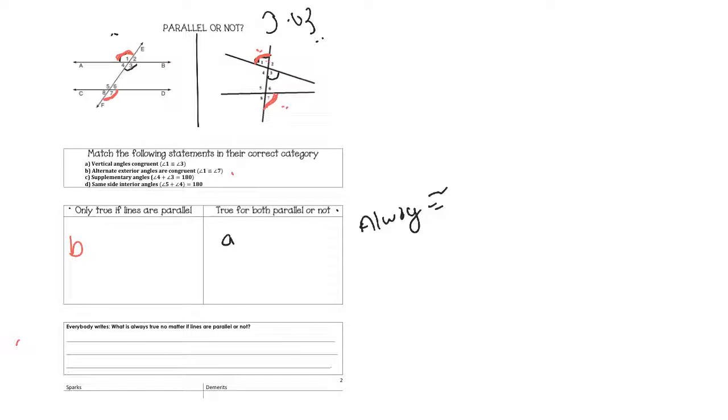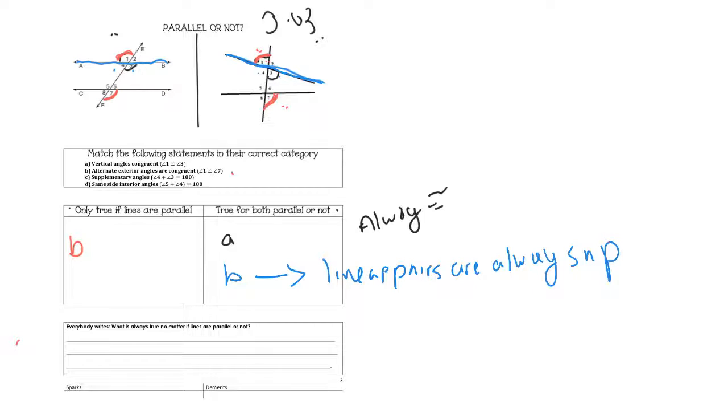Supplementary angles. So angle 4 and 3. This is like a linear pair. They're right next to each other. They make a straight line. If I look over here, if I could draw a straight line. I don't know why I keep bumping it up at 3. There we go. A little straighter. 4 and 3 make a straight line over here too. That's true for both. So linear pairs are always supplementary. Whether we have parallel lines or not parallel lines, they still add up to 180.